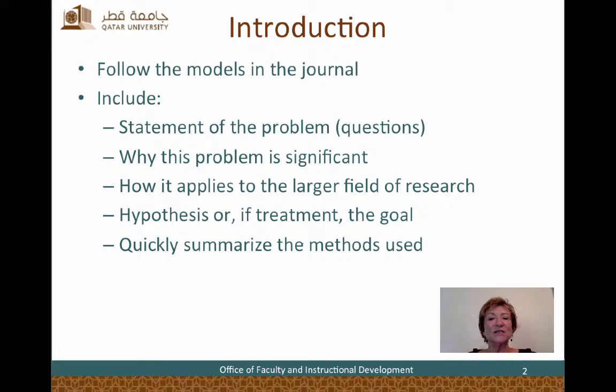Now, most introductions need to include a statement of the problem, why this problem is significant to your field, how it applies to the larger field of research, and if you're doing an experimental design paper, your hypothesis, or if you're doing a treatment or a qualitative study, you may want to instead put the goals or the objectives of the study. And you're going to quickly summarize the methods used, both your methods for collecting data and your methods for analyzing data. Now, this is just a summary. You're not going to explain your methods here. You are simply going to introduce them.